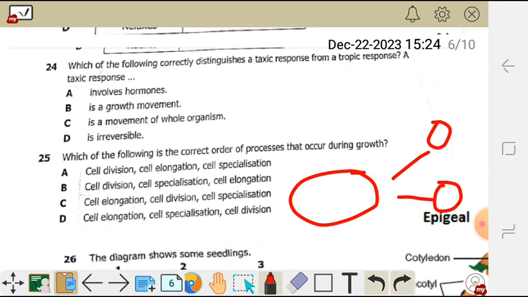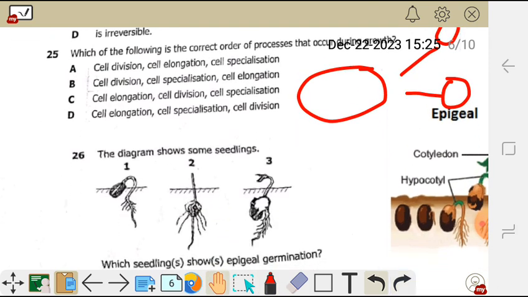Then after it has grown and elongated, that cell will undergo what we call cell specialization. Cell specialization is simply formation of specialized cells, such as the muscle cells. We form epithelial cells like the cells in the skin. That is specialization. But first, the cell has to grow bigger and elongate after division. So cell division, cell elongation, and lastly, cell specialization is the correct order. So the correct answer is A for question 25.